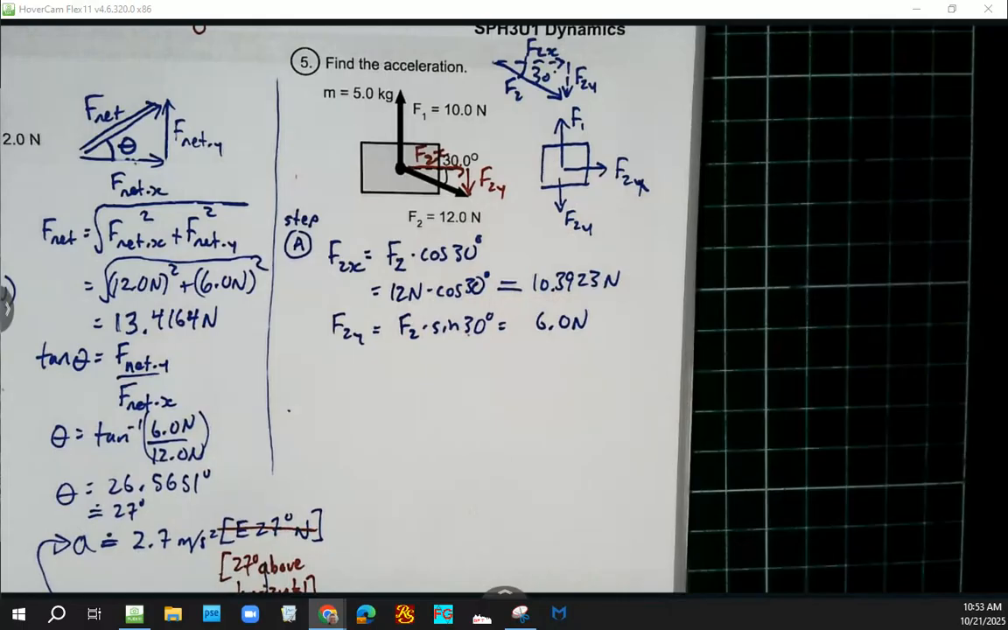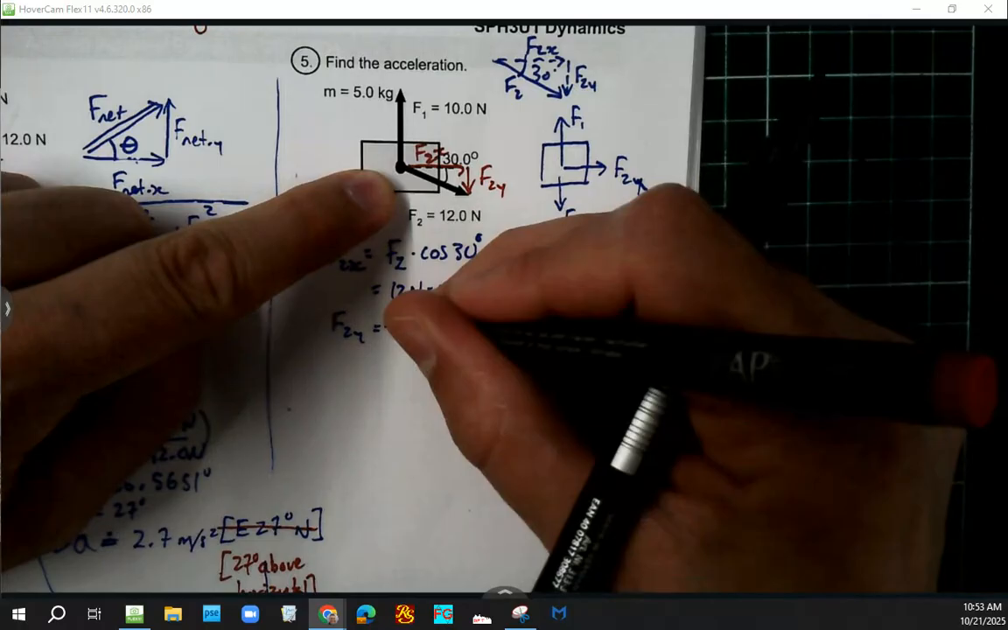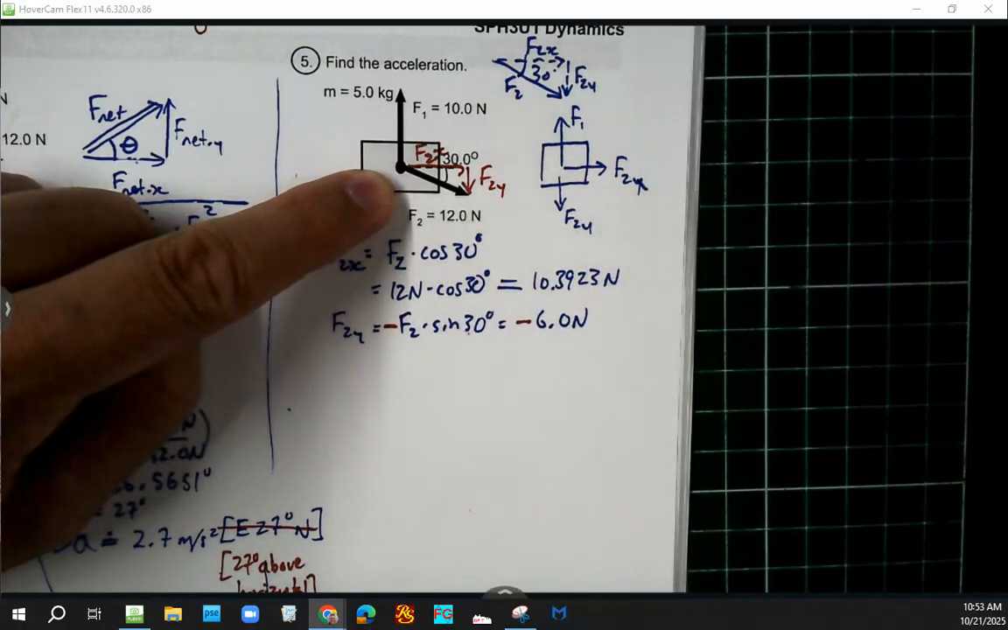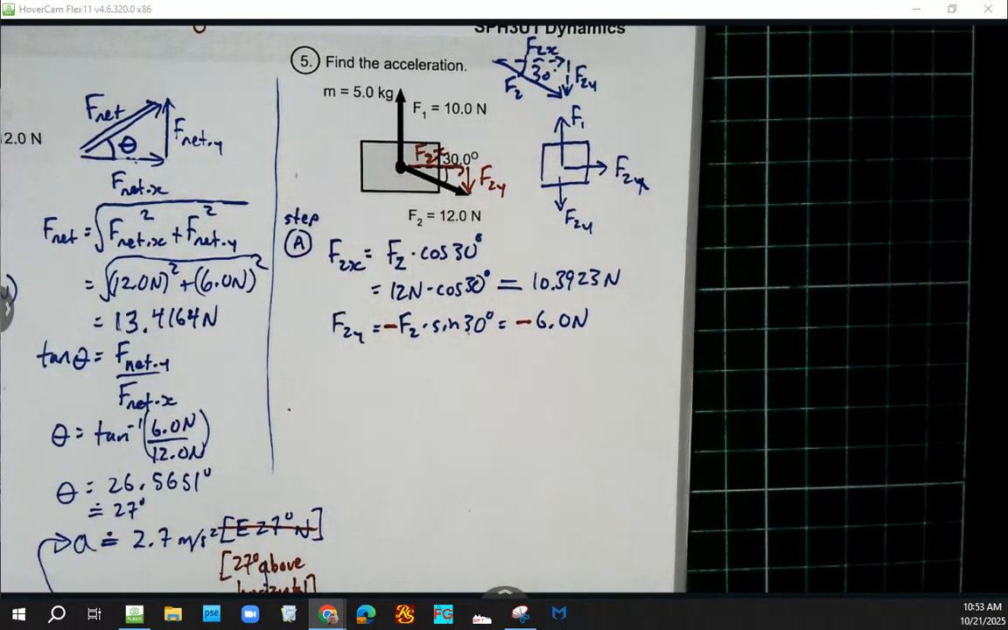Hey, I said I wouldn't talk, but can I point out that because F2 goes down and to the right, and I call down negative, I have to force a negative sign in here because the y component is negative. I'm forcing it in red so that you can see that I forced it in, because that F2y is a negative value.